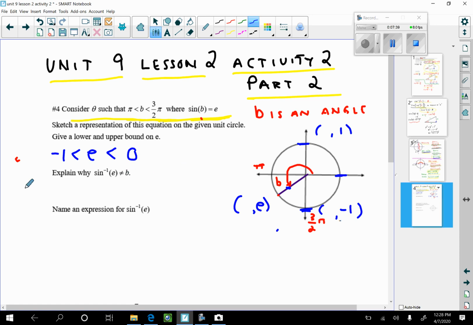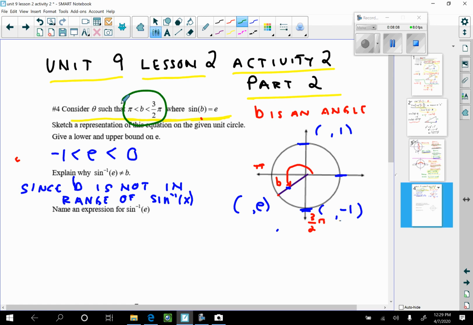This does not equal B, since B is not in the range of inverse sine. And that's simple enough. Where is B? Well, this B here is between pi and 3/2 pi, which is not -pi/2 to pi/2. So B is not in the range of inverse sine. Inverse sine has got to be between -pi/2 and pi/2.